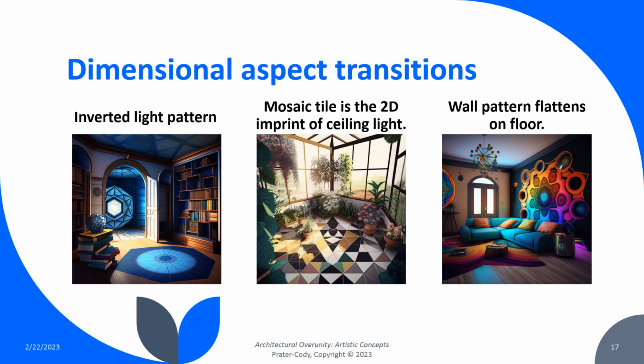In a similar manner, on the far right, these dimensional aspect traditions are observable as the wall pattern flattens on the floor, spilling out with a less definable shape. On the left, the window design is repeated with an inverted light pattern on the floor, and in the middle, the mosaic tile is the two-dimensional imprint of the ceiling light through the construction, which appears like shadowy outlines of the tile below.